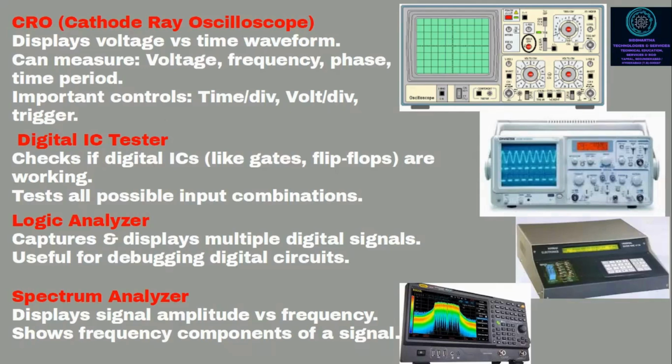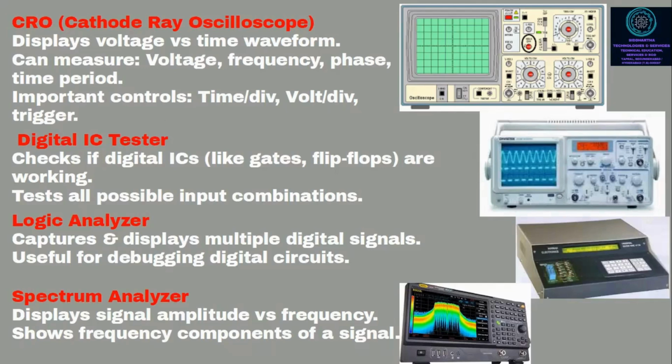Next comes the digital IC tester. It checks if digital ICs like gates and flip-flops are working. That means if an IC is made up of gates or flip-flop circuits, those older types of IC you can check. You cannot check a microcontroller in a digital IC tester, right? Only ICs which have gates and flip-flops, and a few transistor circuits, can be checked in this digital IC tester.